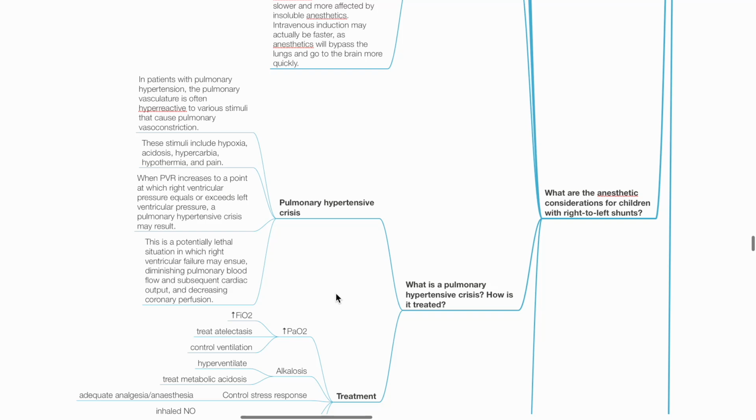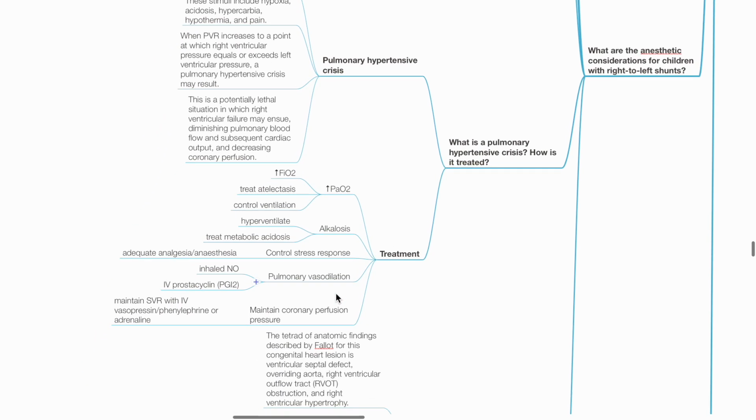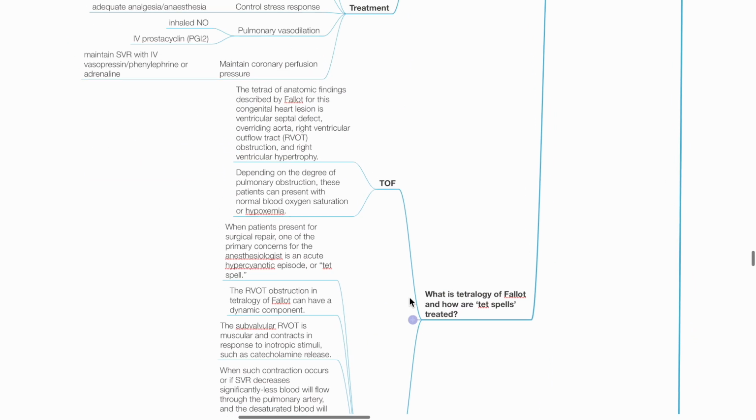perfusion. Treatment includes increased PaO2 by increasing FiO2, treating atelectasis and controlling ventilation, providing alkalosis with hyperventilation and treating metabolic acidosis, controlling the stress response with adequate analgesia and anesthesia, pulmonary vasodilation with nitric oxide and IV prostacyclin, and maintaining coronary perfusion pressure by maintaining SVR with IV vasopressin, phenylephrine, or adrenaline.